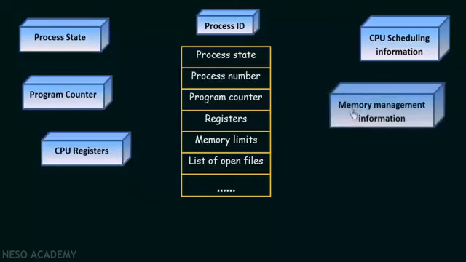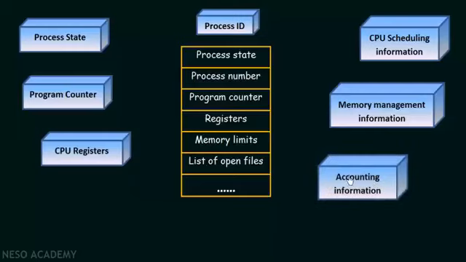Now next we have the memory management information. From the name itself you must have understood, it represents the memory that is being used by a particular process. So different aspects of the memory, all the information regarding that, will be stored in the memory management information, and that is another thing that is stored in the process control block.